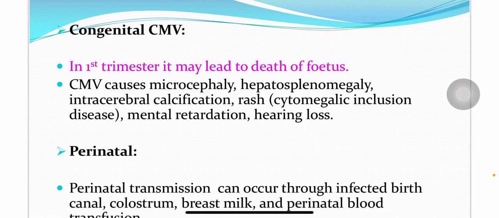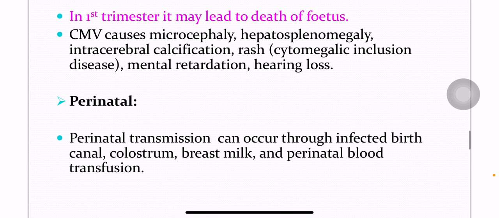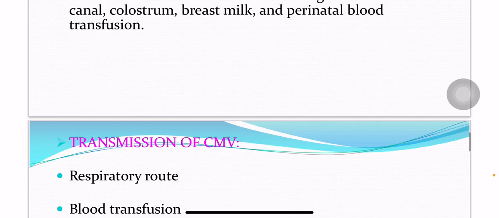Congenital cytomegalovirus infection. In the first trimester, it may lead to death of the fetus. CMV causes microcephaly, hepatosplenomegaly, intracerebral calcification, rash, mental retardation, and hearing loss in the child. Perinatal transmission is also possible. Perinatal transmission can occur through the infected birth canal, colostrum, breast milk, and perinatal blood transfusion.